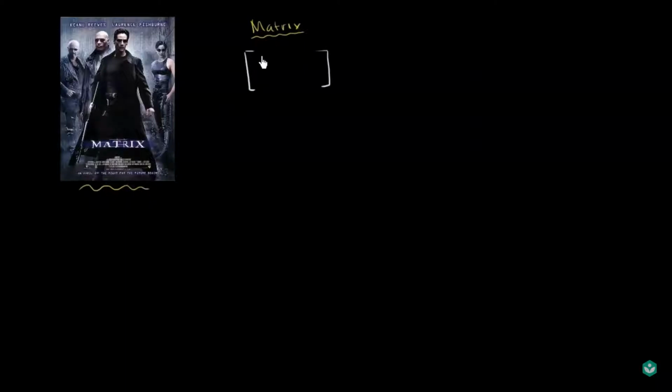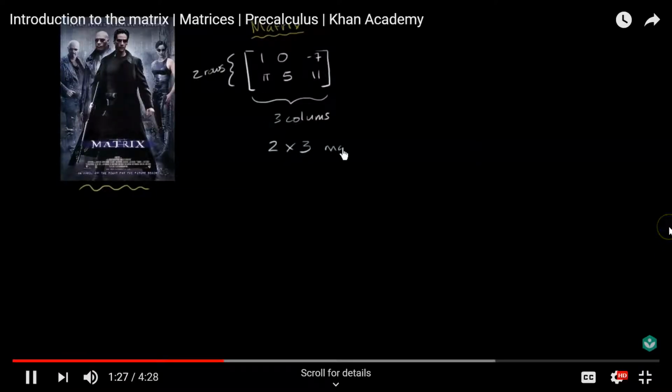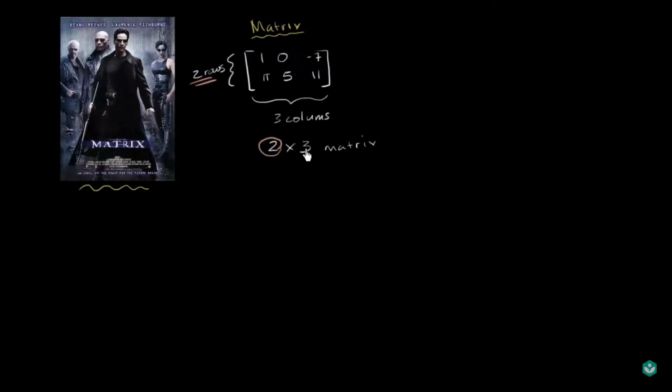So, for example, this right over here, I have 1, 0, -7, pi, 5, and, I don't know, 11. This is a matrix where 1, 0, -7, pi, each of those are an entry in the matrix. This matrix right over here has 2 rows, and it has three columns. And because it has 2 rows and 3 columns, people will often say that this is a 2 by 3 matrix. Whenever they say it's a something by something matrix, they're telling you that it has 2 rows. So you see the 2 rows right over there, and they're telling you that it has 3 columns. You see the 3 columns right over there.